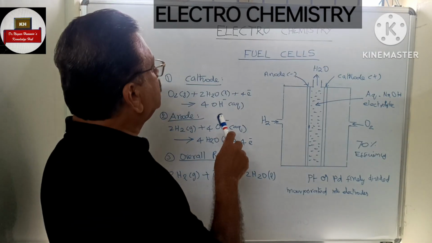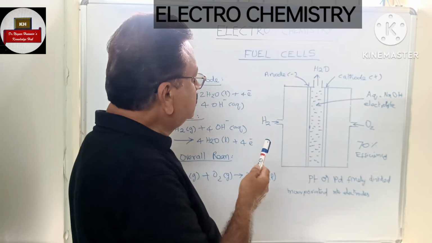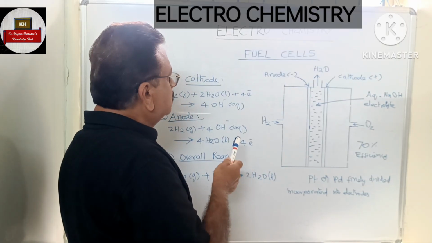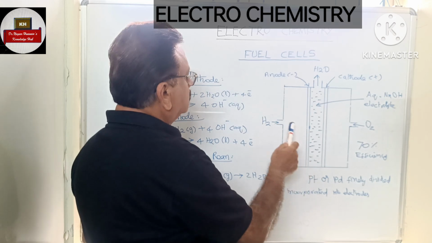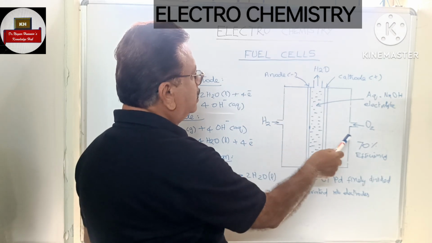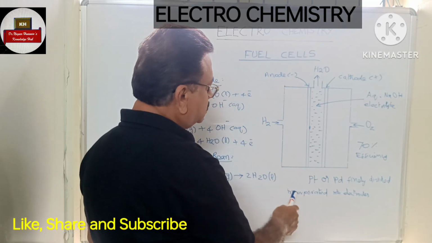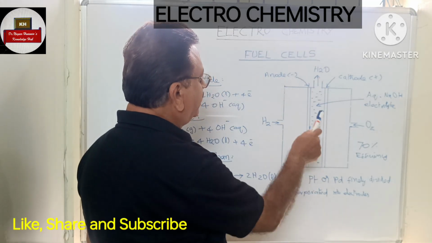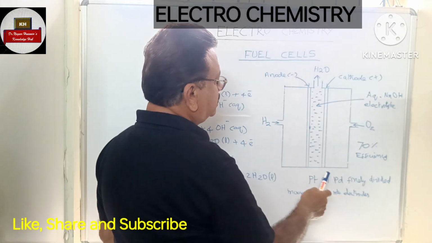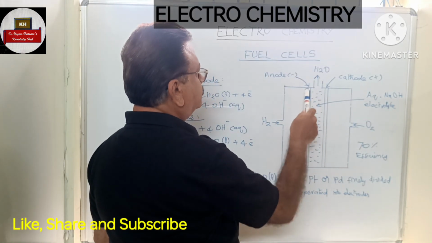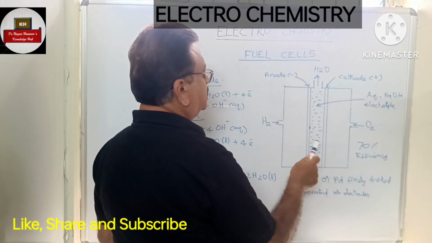Dear students, now we will discuss fuel cells. Fuel cells are a green energy source, where we use hydrogen and oxygen. Hydrogen reacts at the anode and oxygen reacts at the cathode. These are all platinum or palladium electrodes, finely divided and impregnated, and the medium is aqueous sodium hydroxide. The resultant product is water. So this is a 70% efficient reaction.